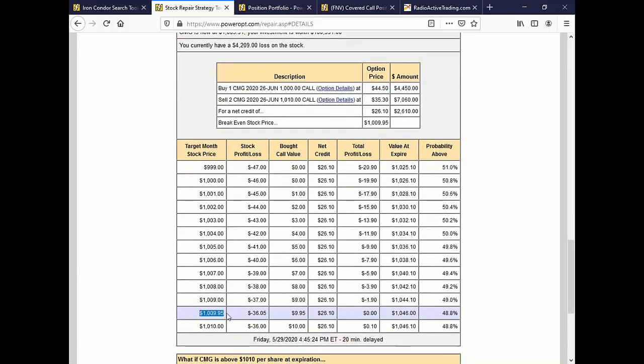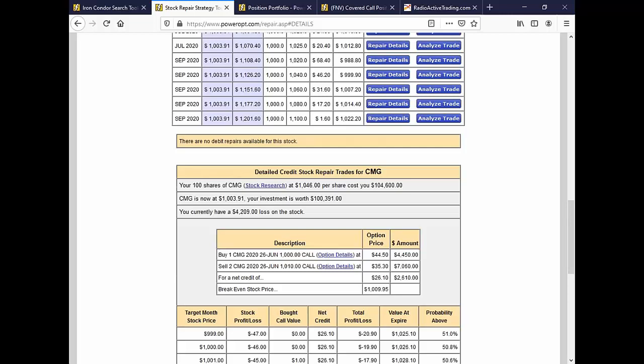Because remember, at $10.09, what happens? Those 10.10 calls expire worthless, and the 10 call I bought has a value of $0.095. Also, at 10.09, we're down $0.36 from our cost basis of 10.46. So the 26 credit plus the 9.95 balances the $0.36 loss. I'm at break even now at 10.09 instead of needing the stock to come back to 10.46.